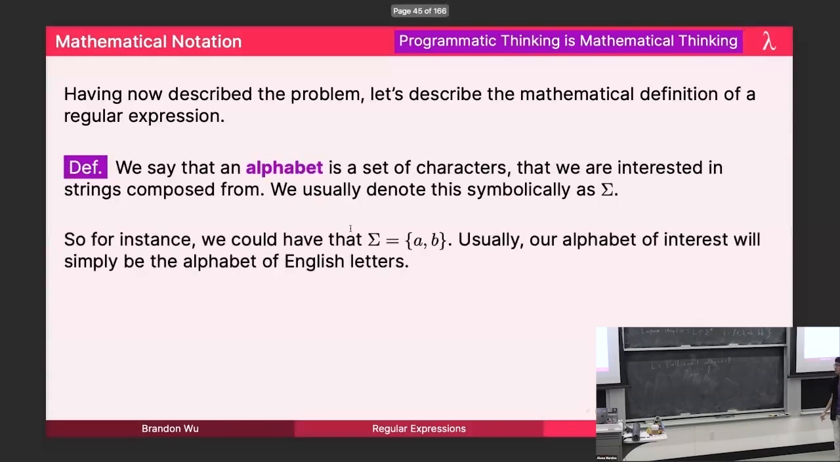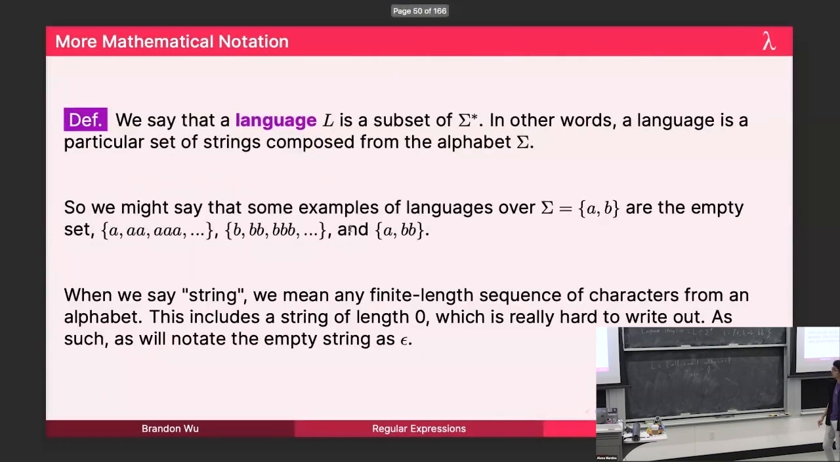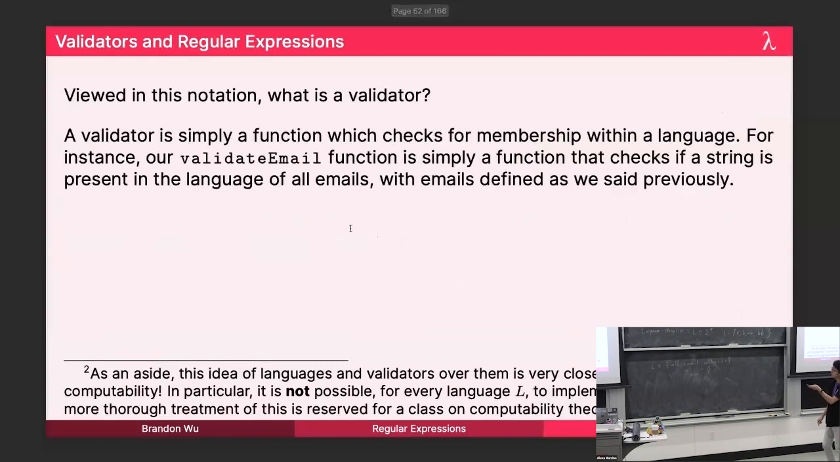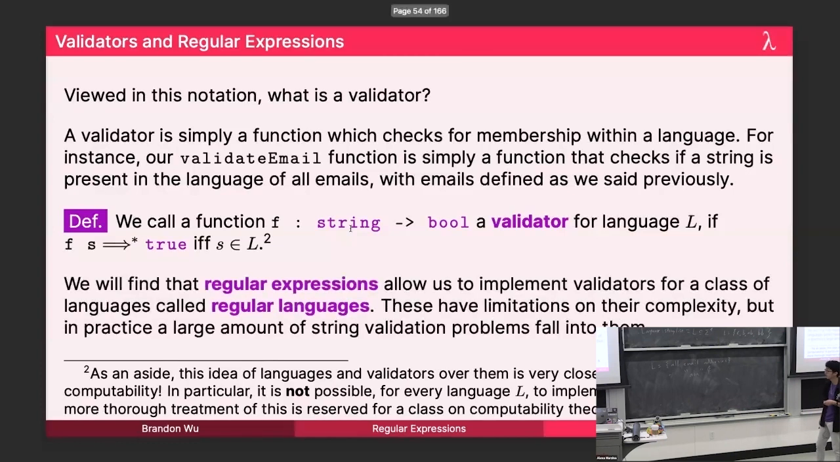So when we talk about validators, we're interested in a function f that checks for membership within the language. A function f from string to bool is a validator if and only if it returns true when the input it gets is in the language, and otherwise it returns false. We usually require that these functions are total.